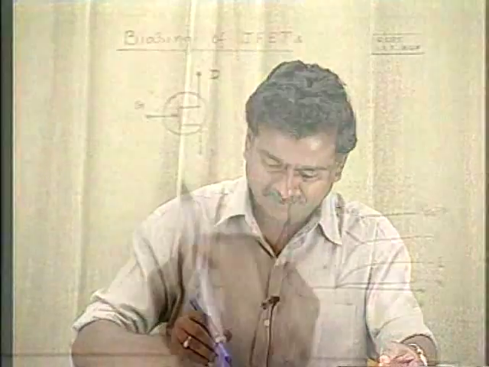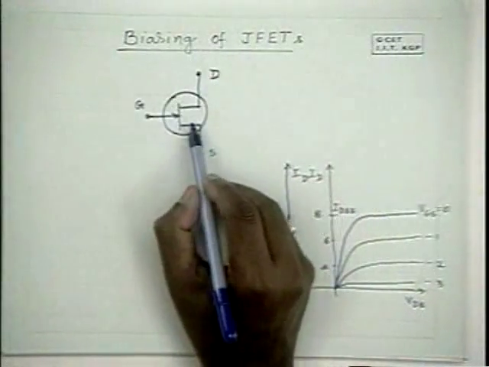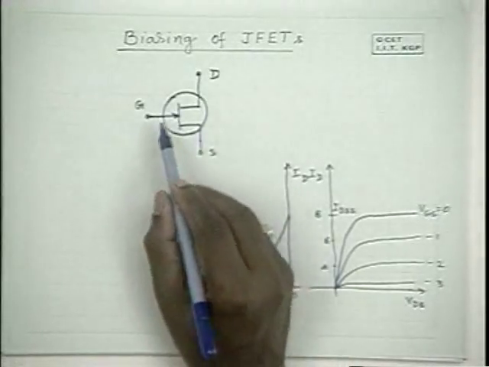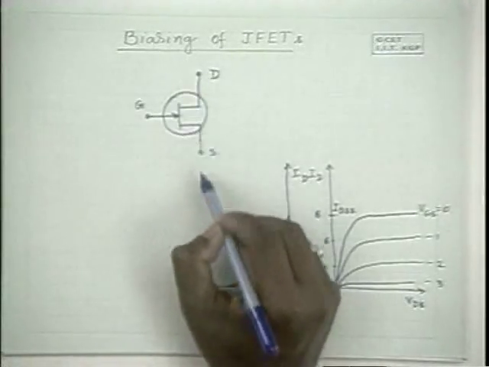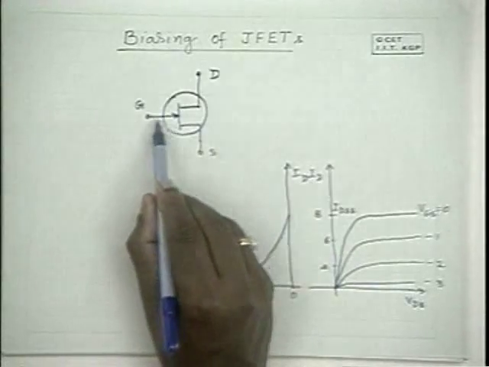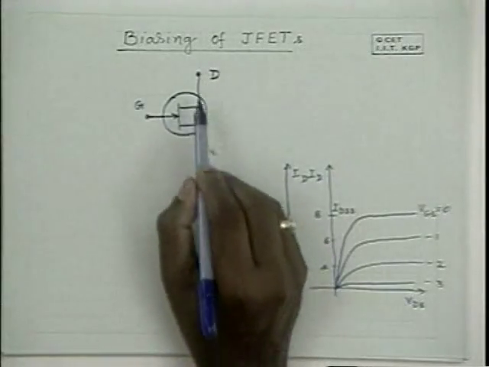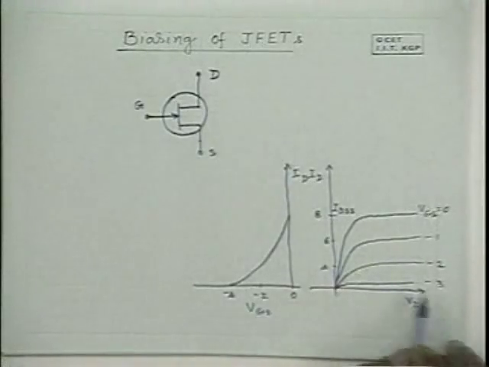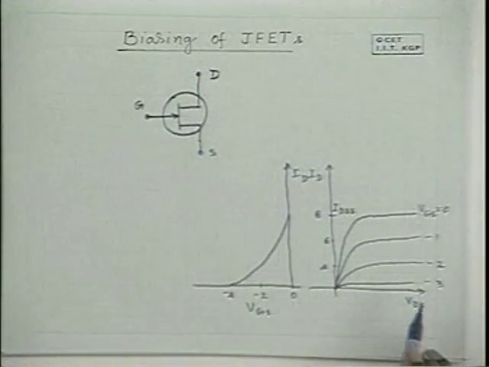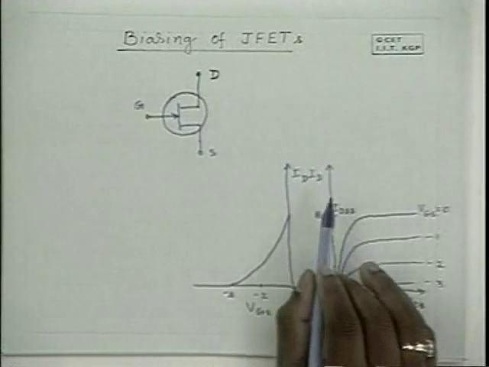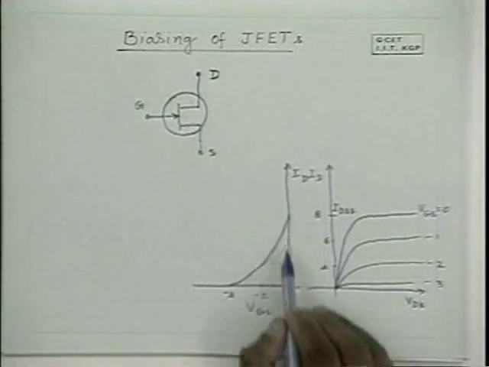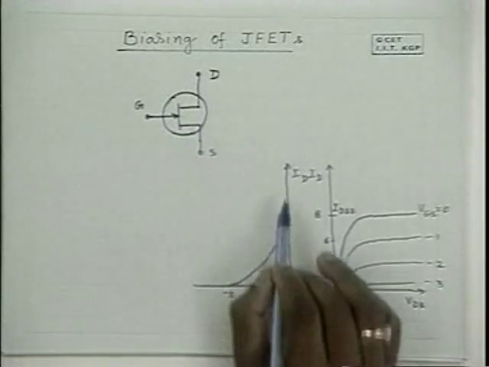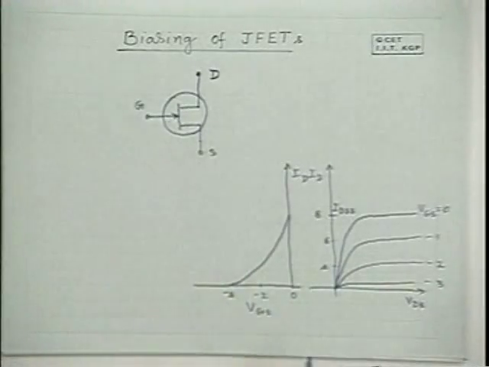Please look at this diagram. You have the junction FET here. It's an N-channel junction FET, and it has drain and source. Here you have the channel, and this is the gate which controls the channel characteristics. The characteristics are as shown here. This is the output characteristics between ID and VDS, and this is the transfer characteristics between the input quantity VGS and the output quantity, the channel current.